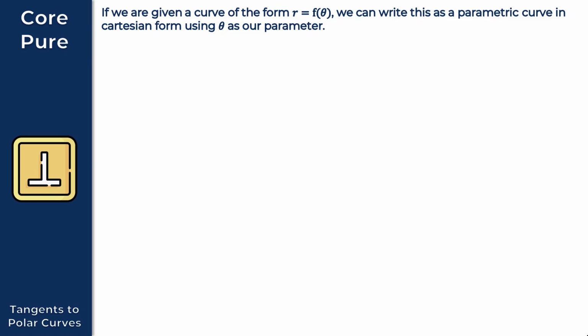In this video here, we're going to take a look at tangents to polar curves. Now, if we are given a curve of this form here, so r is equal to f of theta, then we can write this as a parametric curve in Cartesian form using theta as our parameter. And doing so here, we obtain the following.